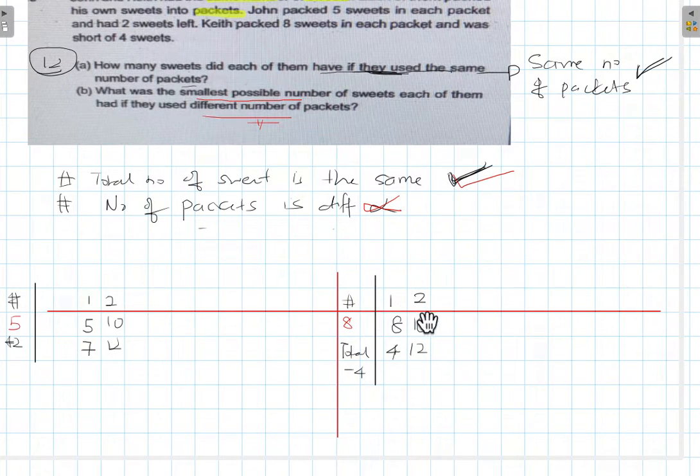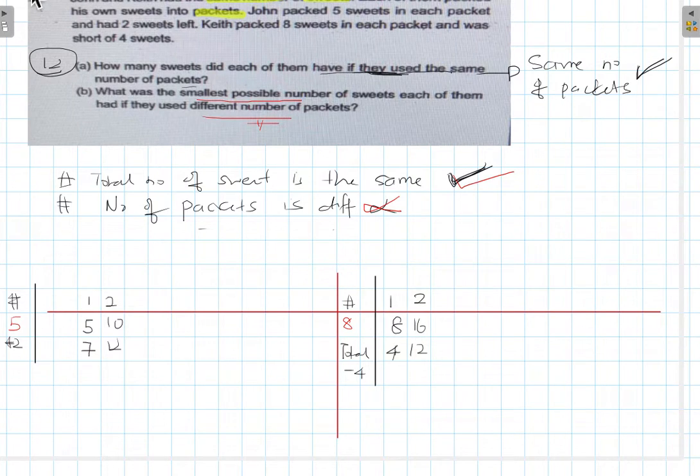If they have the same, just now in that question, you notice that if they have the same number of packets, the total number of sweets will be this. But this question, what is the smallest possible number of sweets each of them had if they use a different number of packets, is not asking the same. So I cannot take this answer. This answer is already the one in front. The one in front you can also do this, but I find drawing the model is quite easy.